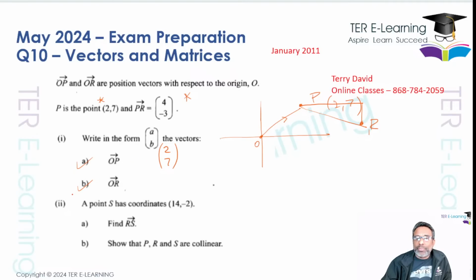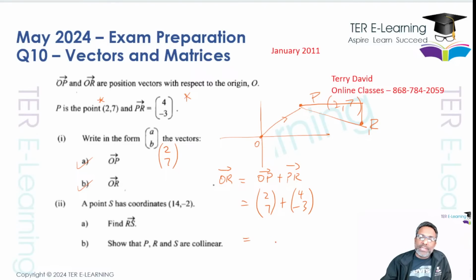Next thing we want to get OR, right? So if you want to get a vector OR, based on the diagram there, I can get OR by going from O to P and then P to R. So OR is OP plus PR. Now the vector OP, we just wrote it down as (2, 7), and then we're going to add PR, which we know is (4, -3).